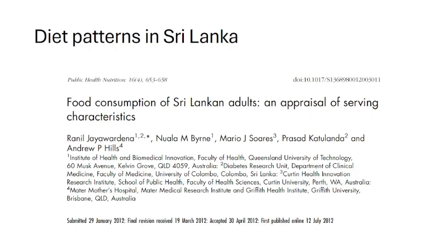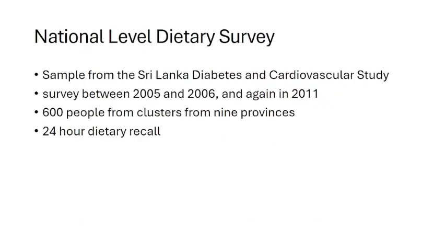That something else might be the diet. So this is a nice national survey of food consumption in patients in Sri Lanka. This is a national survey, so it's not specific to a particular region. This was part of the Sri Lanka Diabetes and Cardiovascular Study, the survey done in 2005 and 2006, and again in 2011. It comes from 600 people in clusters from 9 different provinces across the country of Sri Lanka. And these investigators conducted a 24-hour dietary recall.